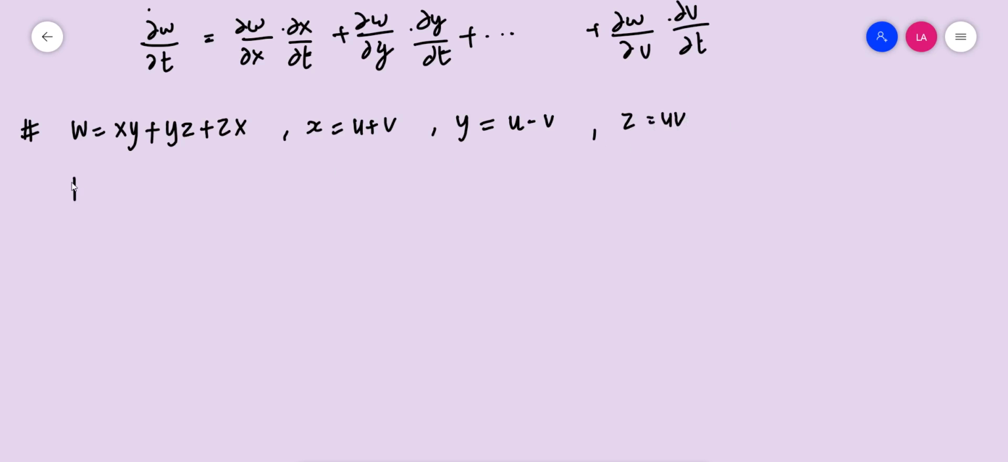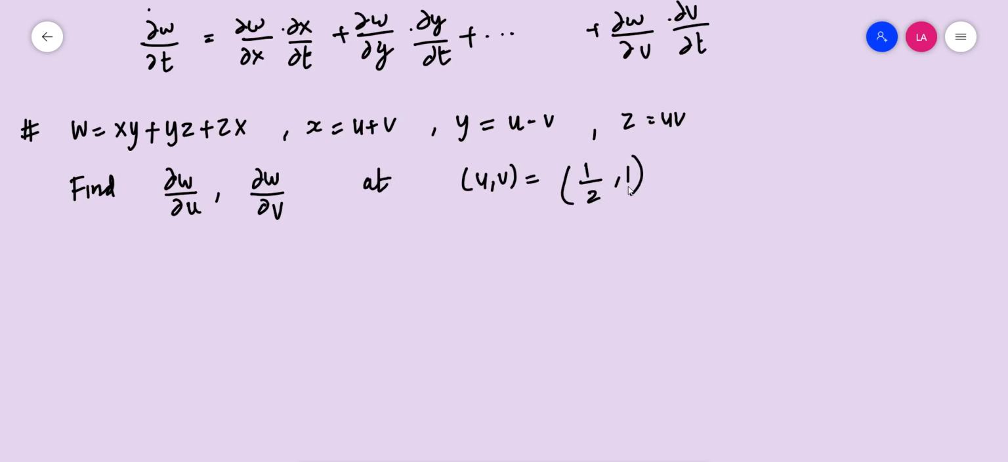Find dou w by dou u and dou w by dou v at the ordered pair (u, v) equal to (1/2, 1). So you have to find the value of these partial derivatives at u equal to 1/2 and v equal to 1.